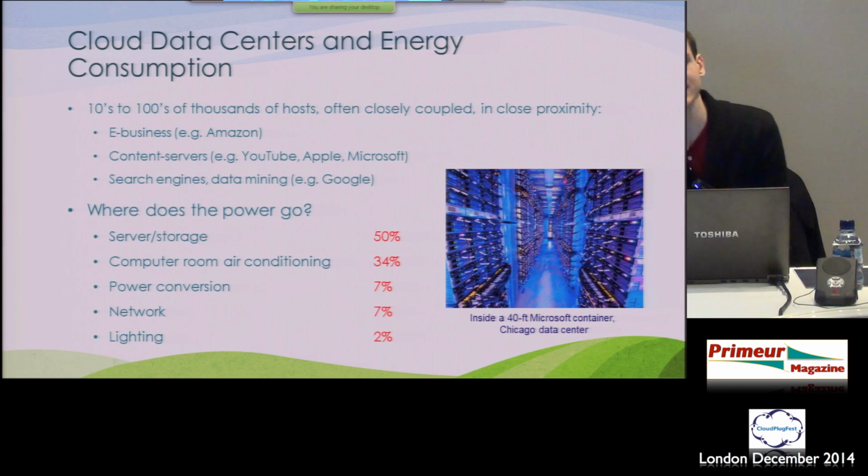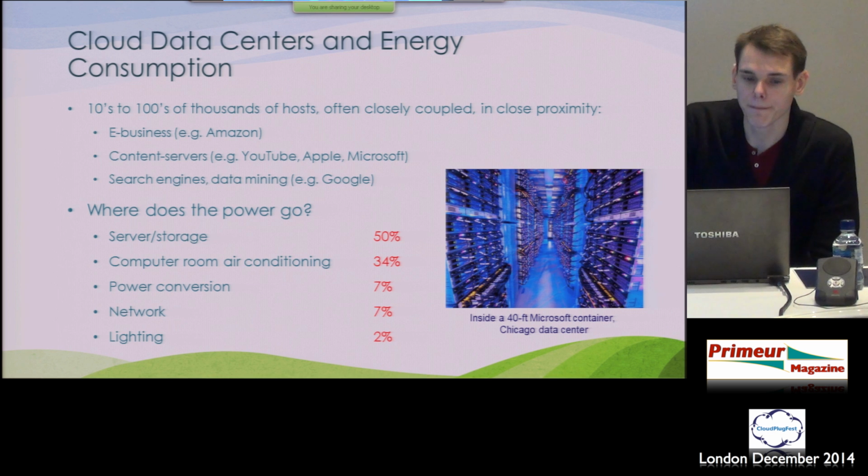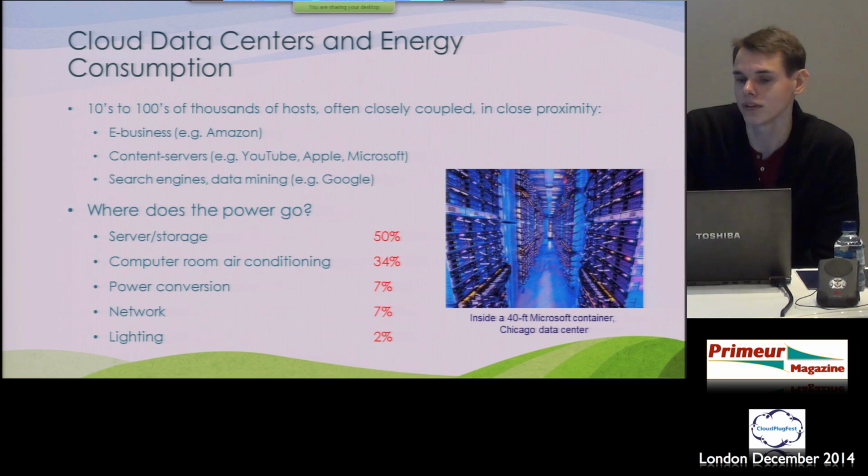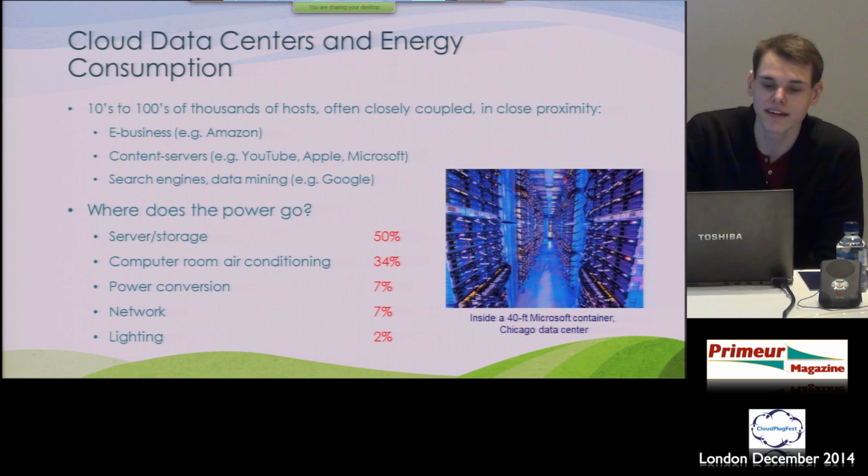So whereabouts is this energy being consumed within data centers? The data centers are usually comprised of tens or hundreds of thousands, if not millions, of hosts that are usually closely coupled and in close proximity. So you have businesses such as Amazon, YouTube, Google, all using these data centers for their businesses. And the majority of the power that these data centers use is in the actual servers and storage systems themselves. And then the next biggest energy consumer is the cooling that goes along to make sure that the servers don't overheat.